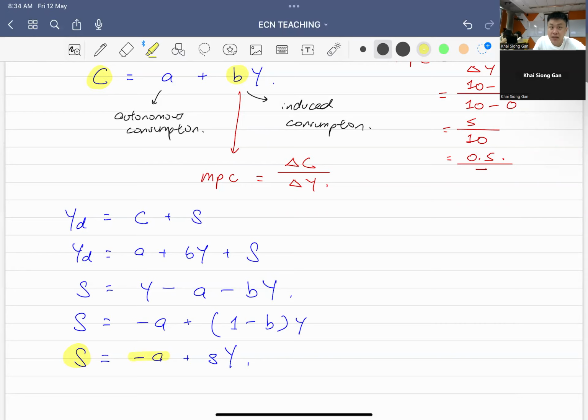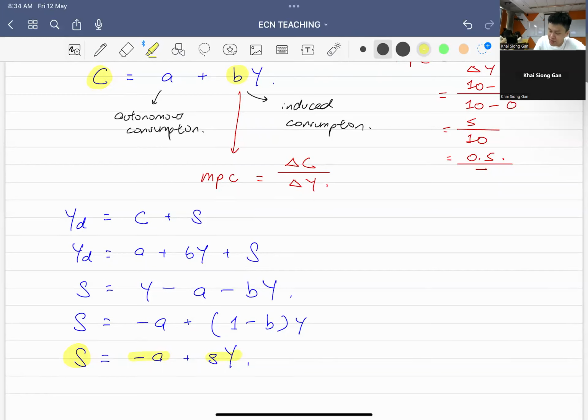Negative A here means this saving part, in which when you earn nothing, you will have to pay that amount. Okay, and SY over here means the induced saving. That means the amount of saving that you save when you have your income. So the amount of saving that you save is dependent on the income itself.